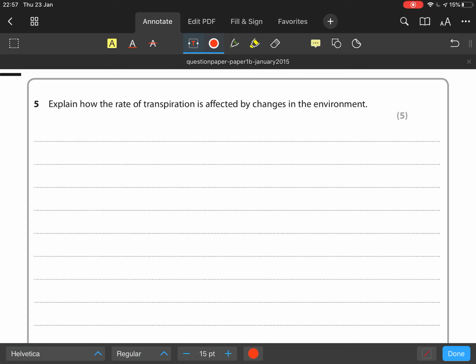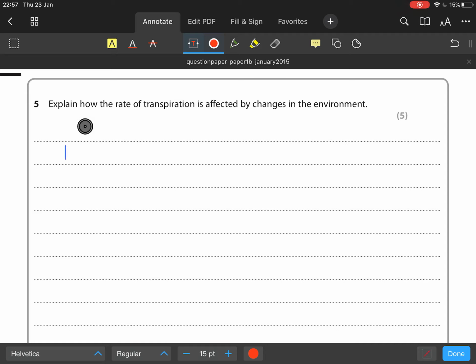Question 5, nice short one. Explain how the rate of transpiration is affected by changes in the environment. So transpiration, typically not the greatest topic for students. There's 4 things that affect the rate of transpiration. So there's kind of 8 marks available really for this question, because you obviously have to state what can affect it and then explain how the rate of transpiration is affected by that change.